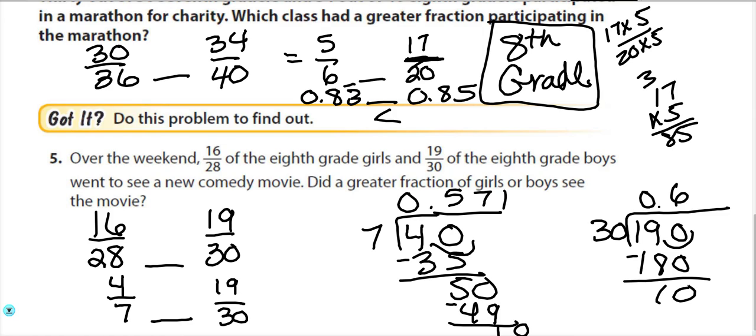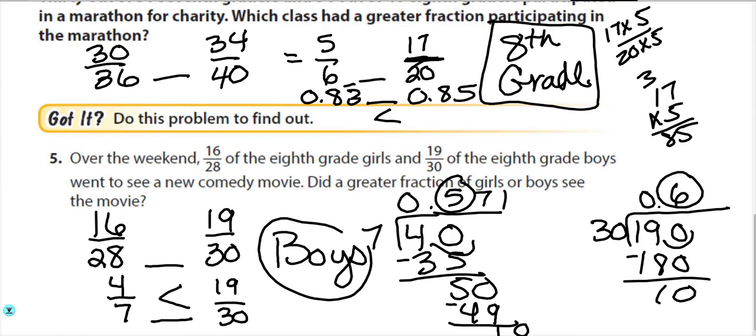We can already stop there because we know we have a 6 here and we have a 5 here. So since the second number was the boys, we can clearly see that they had the greater number. So the boys were the ones who had, let's actually make that into a B, almost looks like 13, sorry. All right, so we got boys for that one.